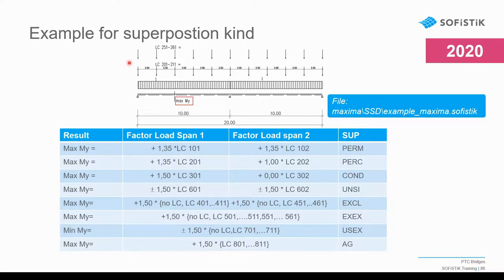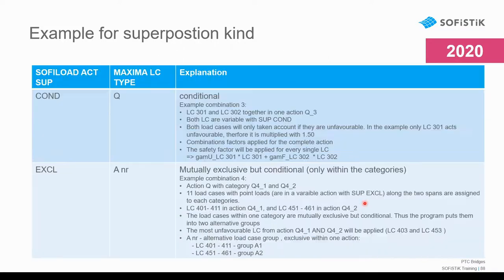Similarly, try to imagine the load cases from 451, 452, 453 until 461 with a value of 5 kN. These load cases are assigned to action Q4_2, and the superposition type is also set to exclusive. So, load cases 401 until 411 are assigned to action Q4_1, whereas load cases 451 to 461 are assigned to action Q4_2. If these actions Q4_1 and Q4_2 are set up as exclusive, then the load cases within one category are mutually exclusive but conditional, and therefore the program puts them into two alternative groups, group A1 and group A2, for example.